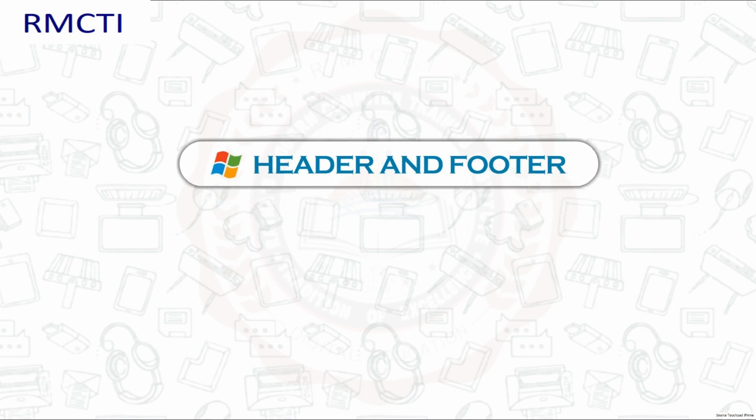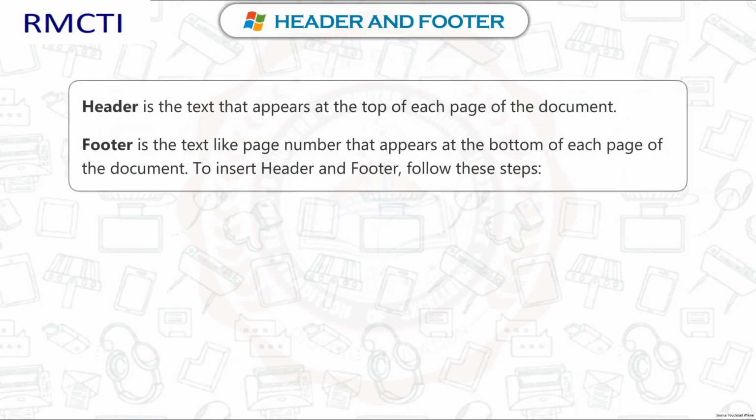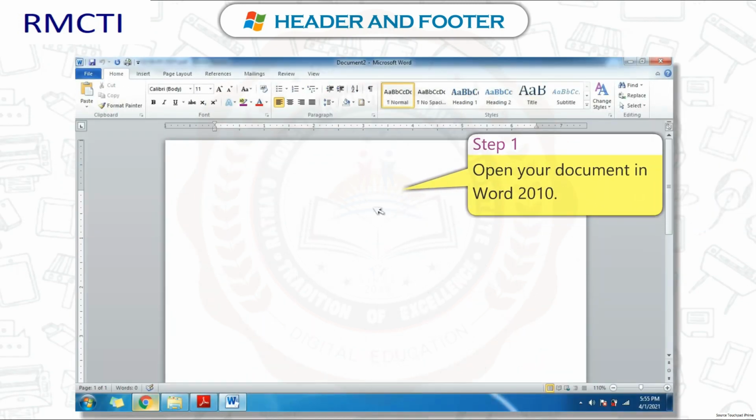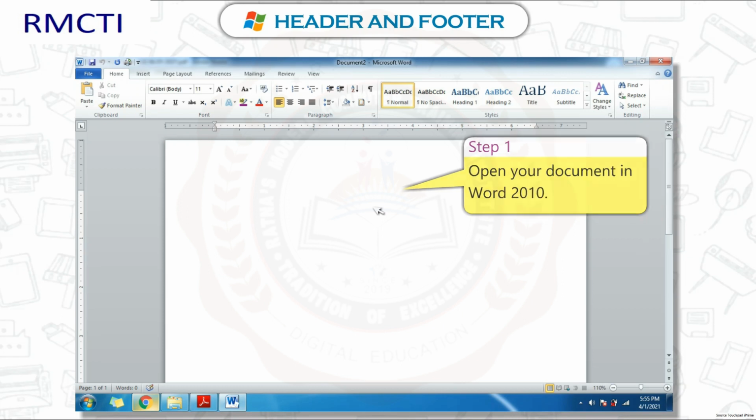Header and Footer. Header is the text that appears at the top of each page of the document. Footer is the text like page number that appears at the bottom of each page of the document. To insert header and footer, follow these steps. Step 1. Open your document in Word 2010.